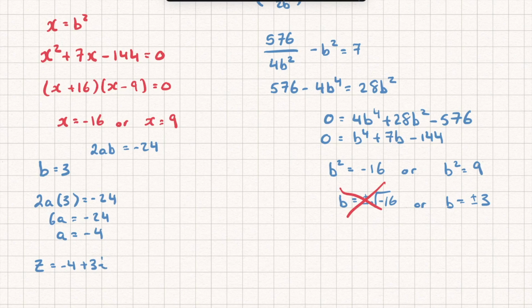But let's not forget we also have when b is equal to negative 3. So let's substitute that in. We get 2 times a times negative 3 is equal to negative 24. And so we get negative 6a is negative 24. Dividing both sides by negative 6, we get a is equal to positive 4 this time. And so we get another solution for z being 4 minus 3i. And those will be our two solutions to this equation.